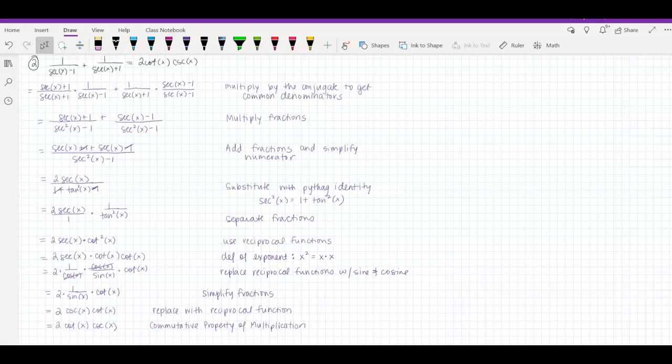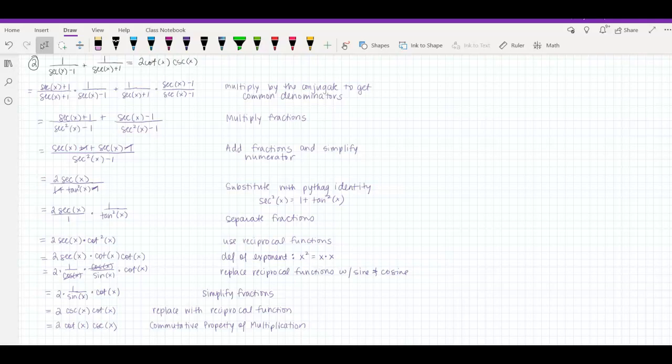In the numerator, then I can go ahead and add those two things together. So secant x plus 1, secant x minus 1, the 1's cancel out because I have 1 plus and 1 minus. And secant x plus secant x gives me 2 secant x's.